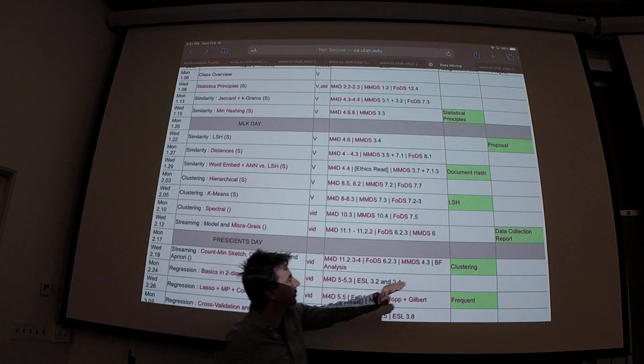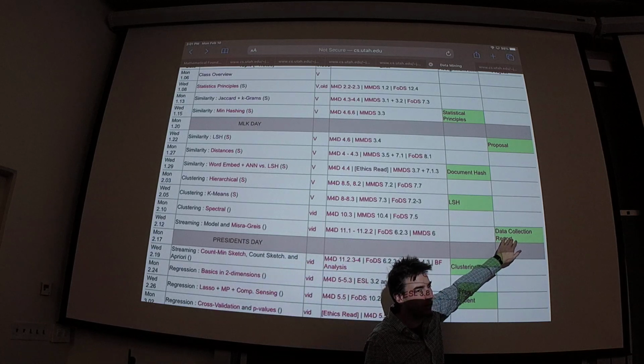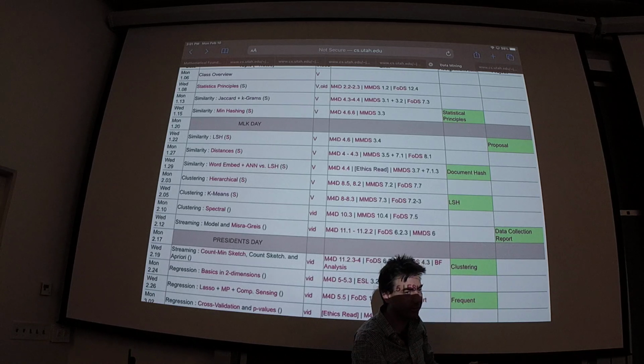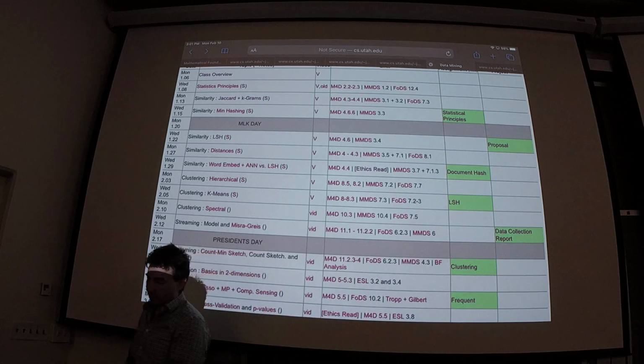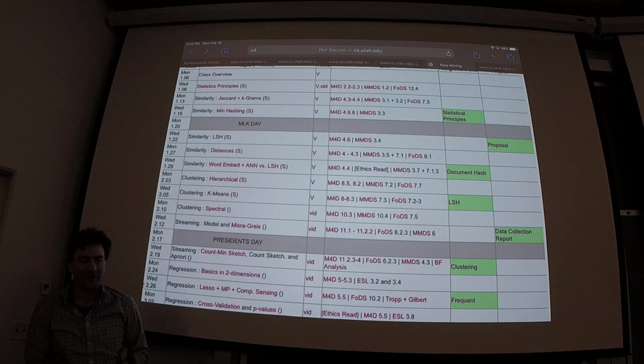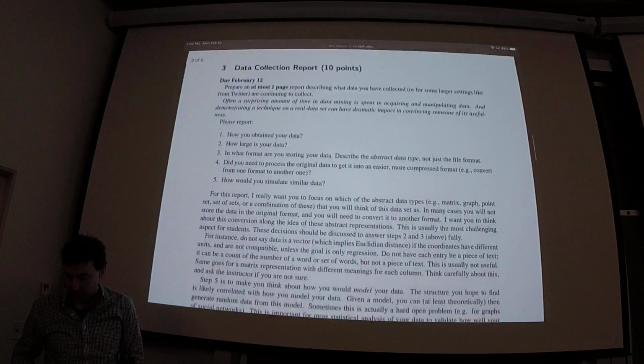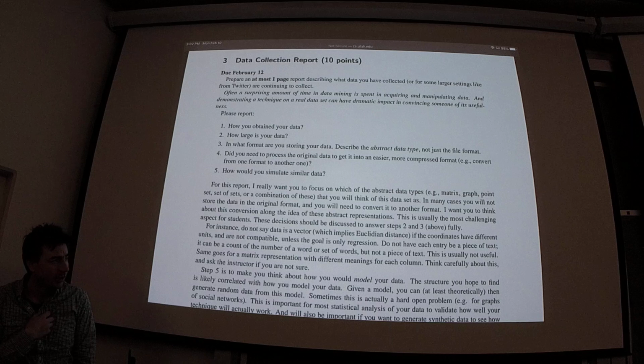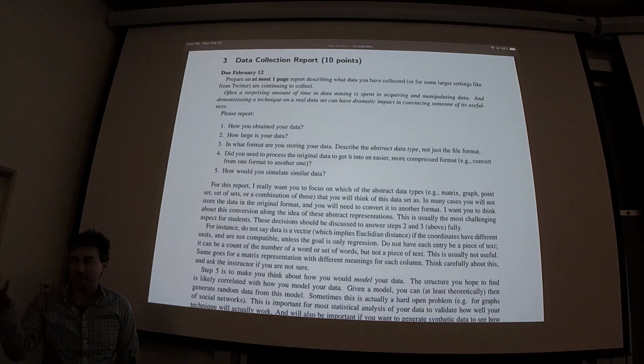Then the data collection report for the project is your second milestone, and that is due on Wednesday. This is one of those parts of the project where I'm just making sure you're making progress, so you don't do it all at the very end of the semester. If you fulfill the requirements, you'll get full points on this. We went over this before, but just to review, there are always questions.